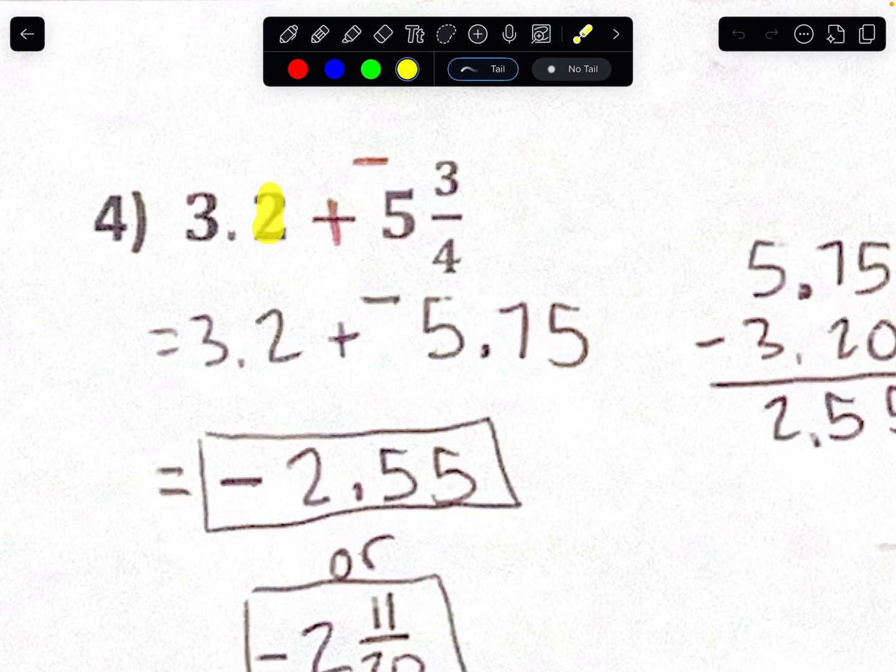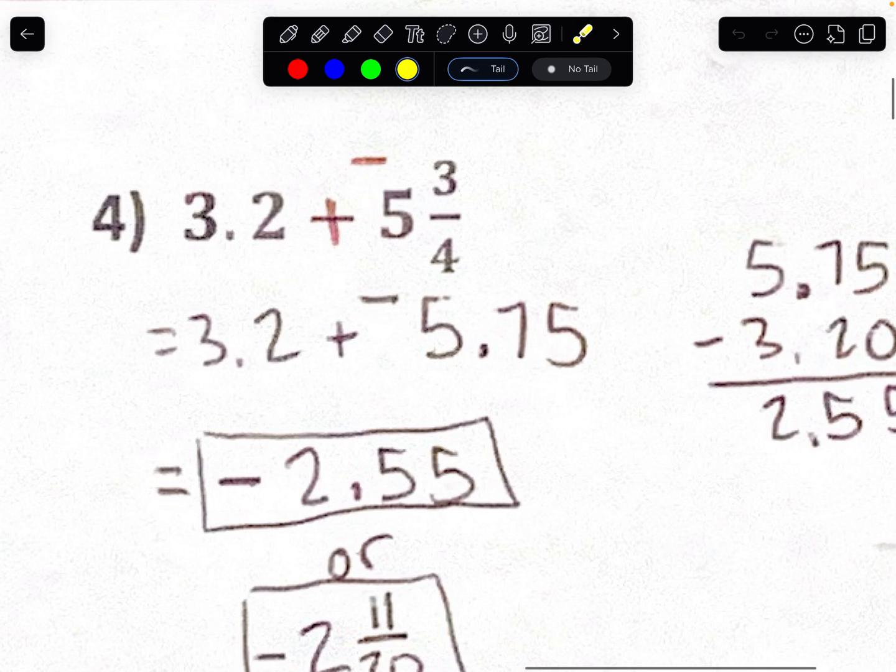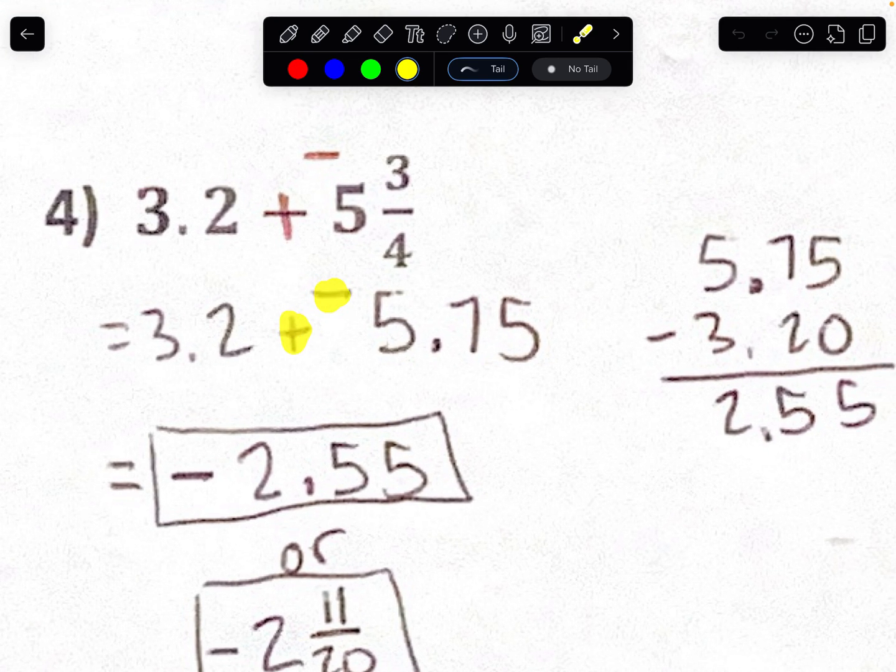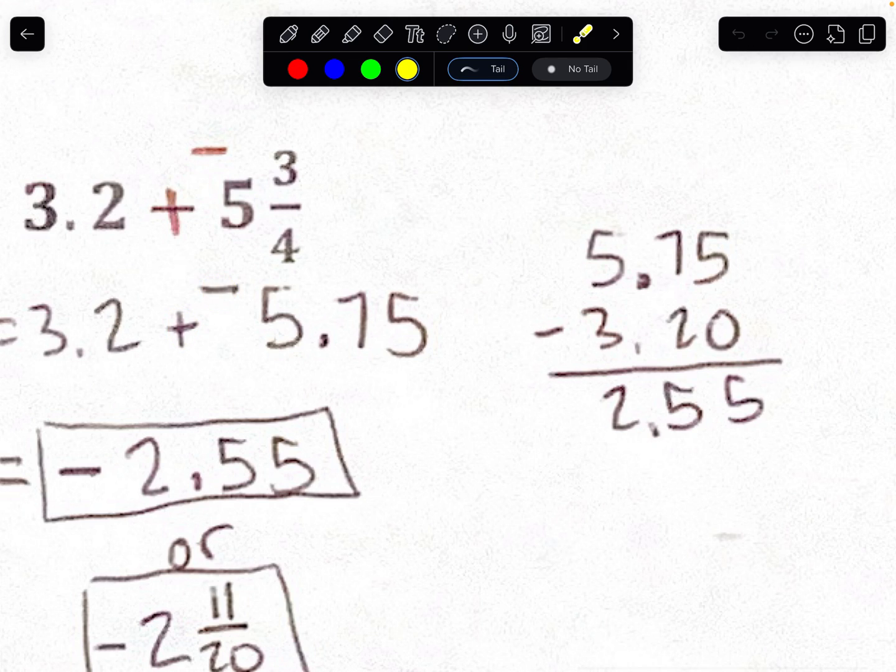Anytime you have a decimal adding or subtracting with a terminating fraction, change the terminating fraction into a decimal. That makes the math a lot easier. And we know that this is going to be 75 or 0.75 because 3/4 makes 75 cents. So that's where we got the 75. Don't forget to add the opposite, and then you can do your subtraction.